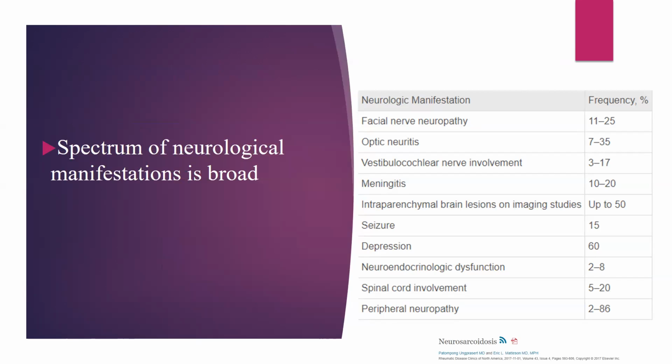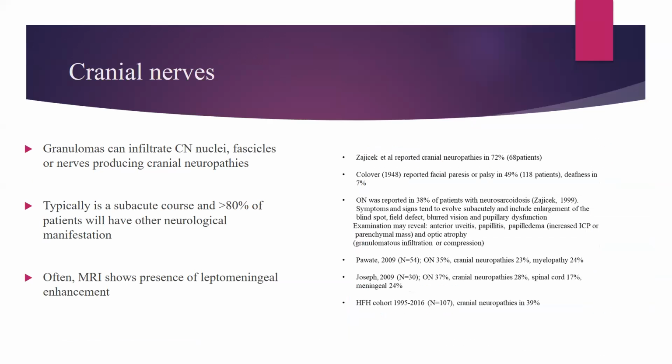We heard that sarcoidosis is the great mimicker. I guess it's the same in neurology, where it can affect almost anything in the nervous system. It can involve the cranial nerves, the brain, the meninges, the peripheral nerves, the spinal cord, and the muscles. So let's start with the cranial nerves.